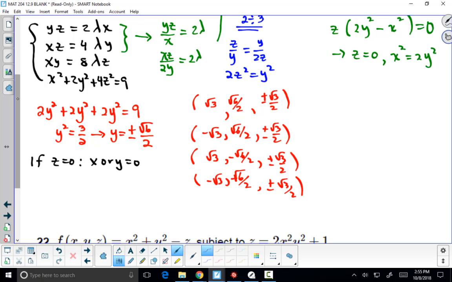But if two of them being 0 doesn't imply the third being 0, then we could have a whole bunch more critical points, where x is 0 and y is 0 and z is plus or minus this. So let's hope that assumption wasn't wrong.